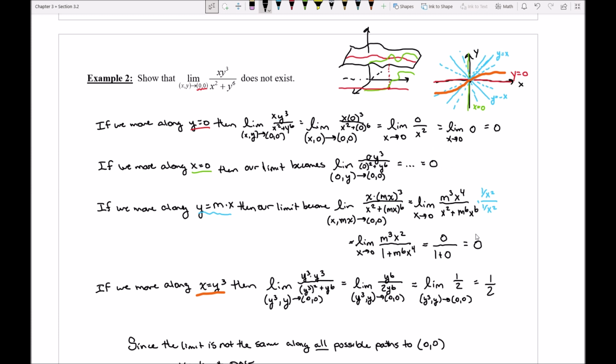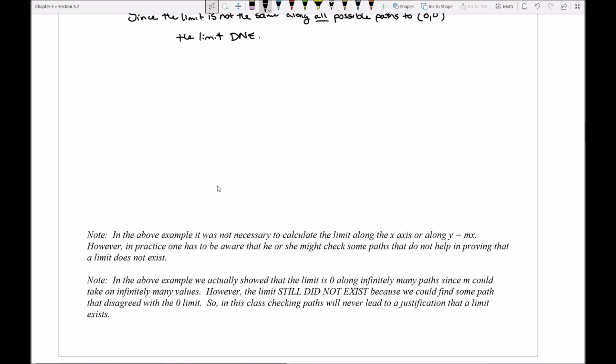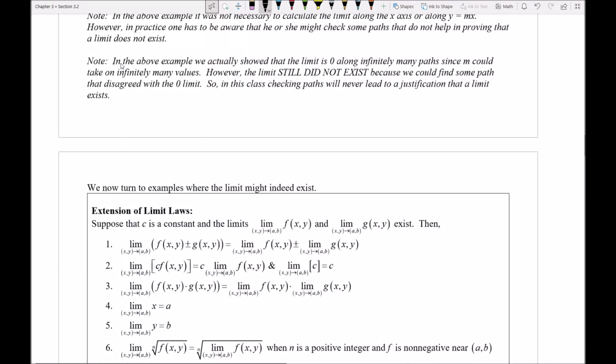So if I wanted to prove that the limit was actually going to equal a specific value, then remember we had to say that the limit across all paths needed to actually come out to be the same value. However, that's not the same as saying if you check along infinitely many paths, you get the same answer all the time. So as I state down here in this second note, in that above example, even though we checked infinitely many paths, that still doesn't tell us that the limit existed.